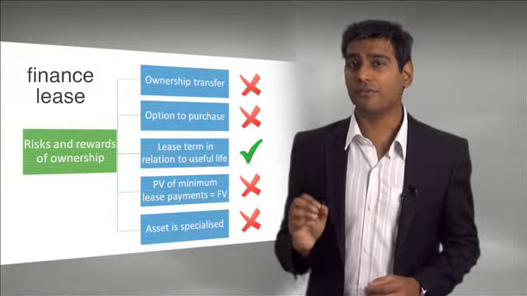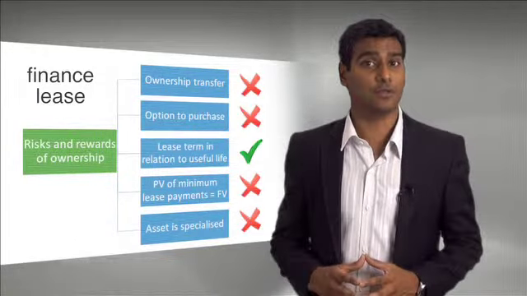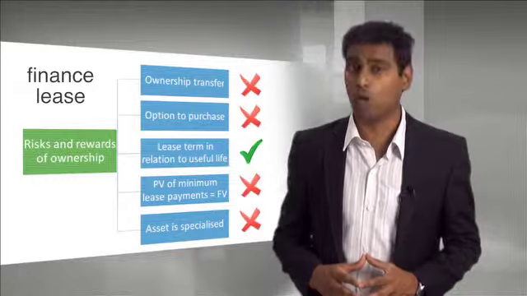This is because one of the 5 criteria for determining whether substantially all of the risks and rewards of ownership have been transferred was satisfied. Even though the other 4 were not satisfied, as one of them was satisfied, it basically indicates that a finance lease does exist.